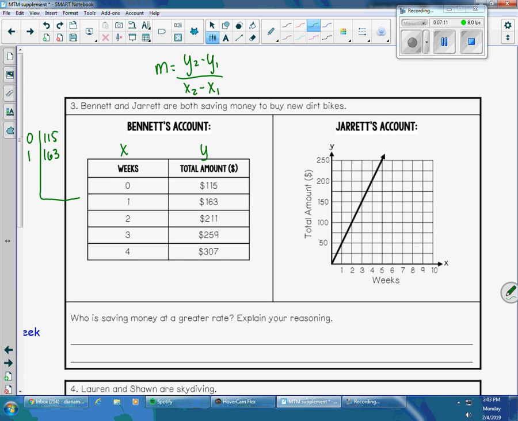Please be doing that with me. And I get negative 48. 0 minus negative 1, or 0 minus 1 is negative 1. So negative 48 divided by negative 1 is going to be a positive 48. So Bennett is saving $48 per week.